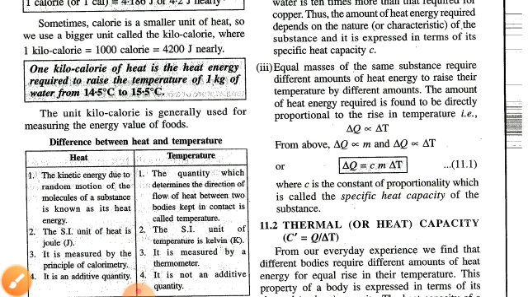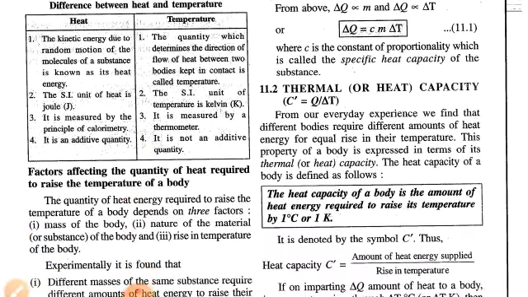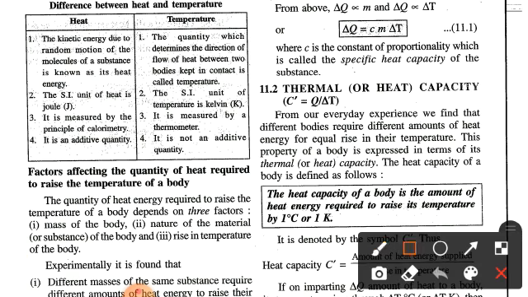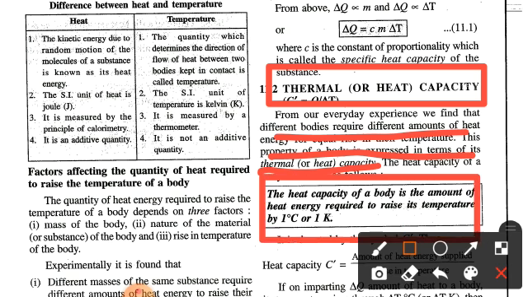Now we will discuss the thermal or heat capacity, C dash equals delta Q by delta T. This is the topic we are going to discuss right now. From our everyday experience, we find that different bodies require different amounts of heat energy for an equal rise in their temperature. Clear? This property of a body is expressed in terms of its thermal or heat capacity. So how will you define the heat capacity of a body? It is determined as follows. The heat capacity of a body is the amount of heat energy required to raise its temperature by 1 degree Celsius or 1 Kelvin.